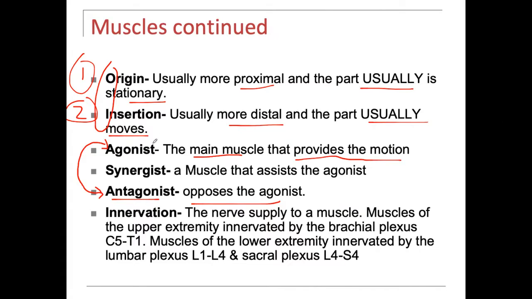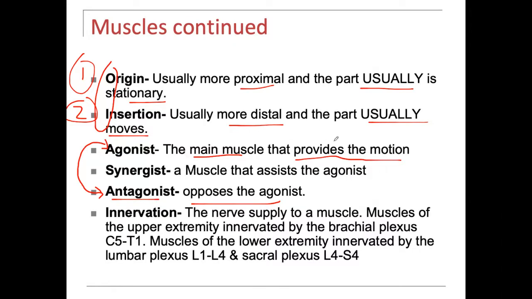The agonist for elbow flexion would be the biceps. If I said, what's the agonist for elbow extension, you would say the triceps. If I said the triceps extend the elbow, what is the antagonistic muscle to it? You would then say the biceps brachii.